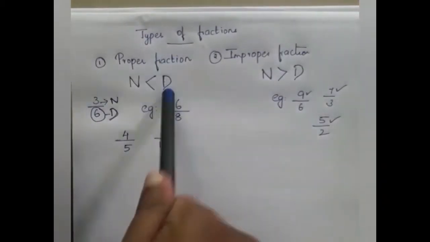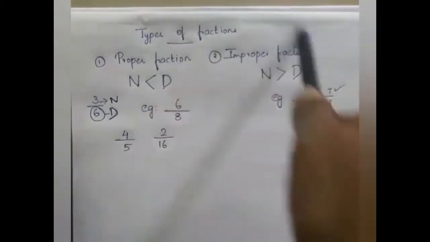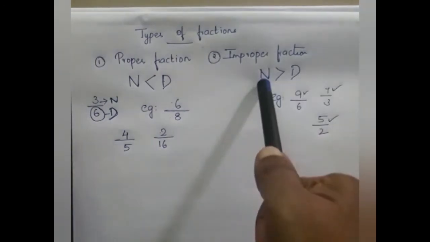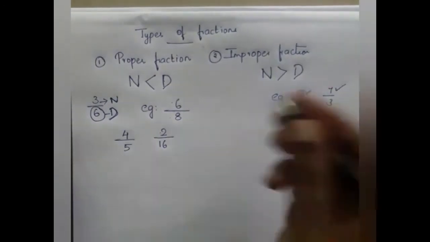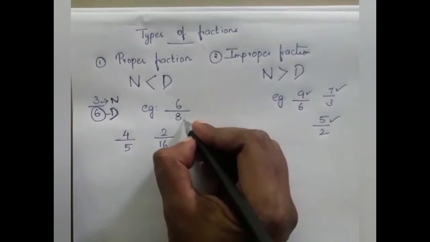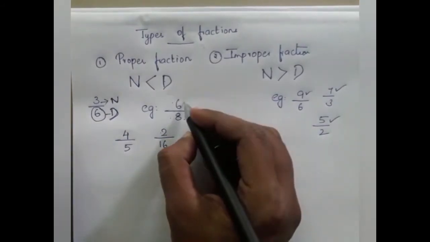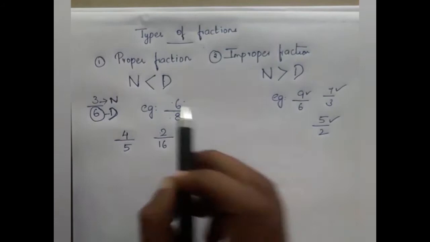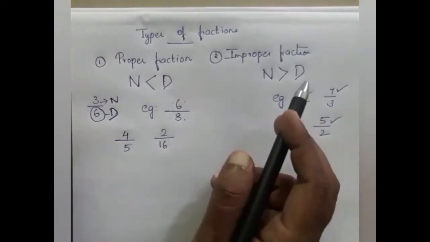Proper fraction, the denominator will be greater. Just the opposite, improper fraction, the numerator will be greater. So what is the denominator? The number which lies down. The number which lies up is called the numerator. Okay, clear what is proper fraction and improper fraction?